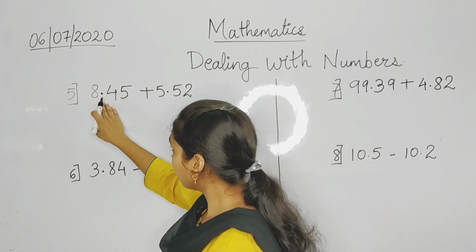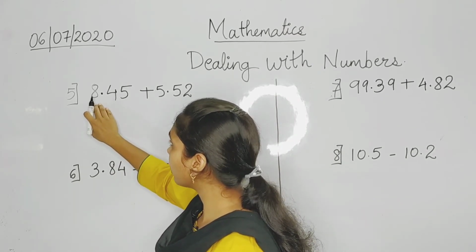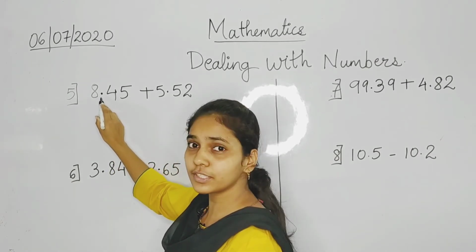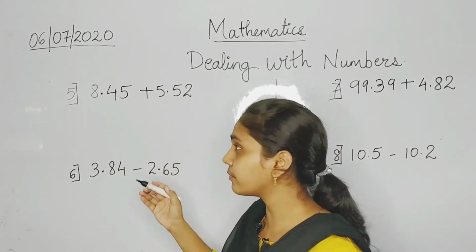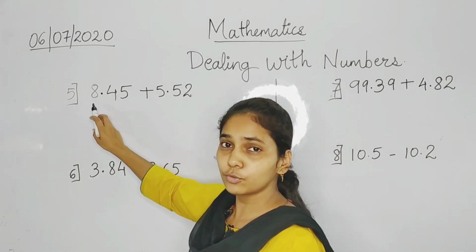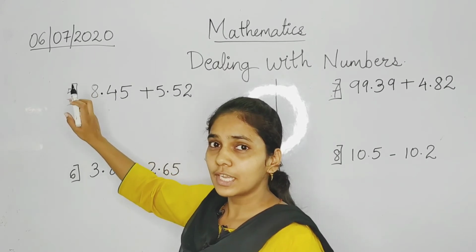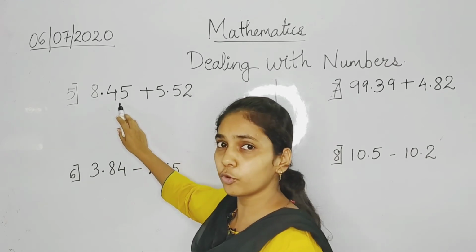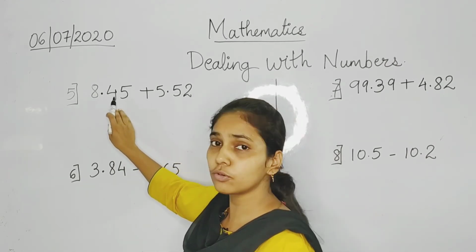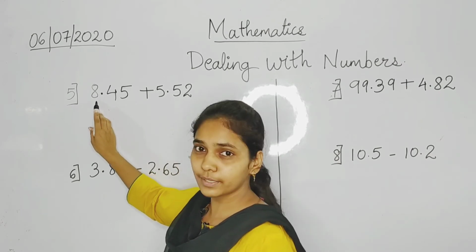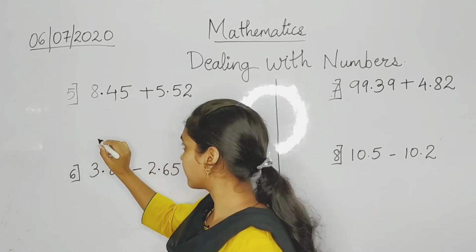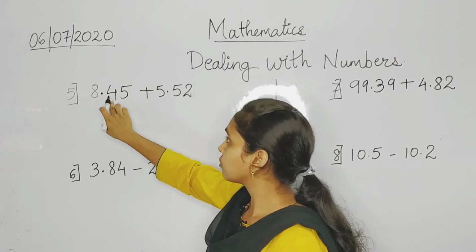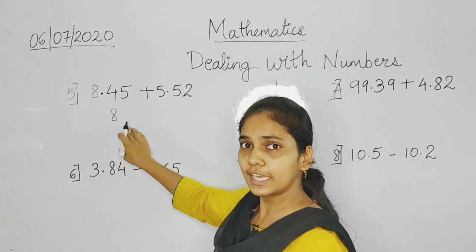So for the first number, to round it off, we check the number which is after the decimal point. If the number after the decimal point is 5 or greater, we add 1 to the number which is before the decimal point. But in this case the number after the decimal point is 4, which is less than 5. So we don't have to add 1 to 8. This 8 remains as it is, because the number after the decimal point is 4, which is less than 5. So rounding off 8.45 becomes 8.